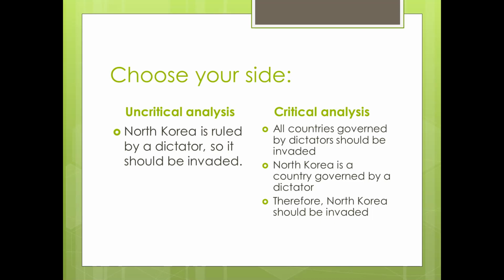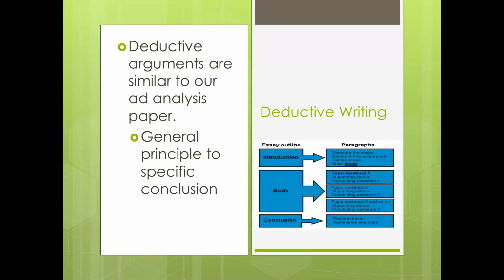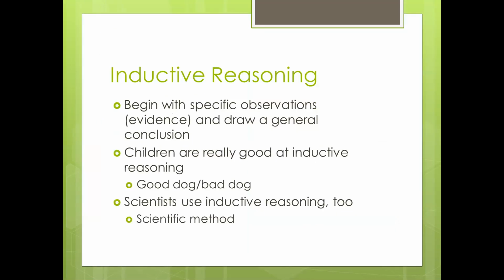So a more critical analysis asks you to consider the evidence and whether or not it truly does flow together logically. Deductive arguments are very similar to essays like your ad analysis paper. They move from general principles toward a more specific conclusion, or a series of conclusions. Inductive reasoning, of course, works in the opposite way, as we saw earlier. You begin with some very specific observations or evidence, and then you lead to a general conclusion.